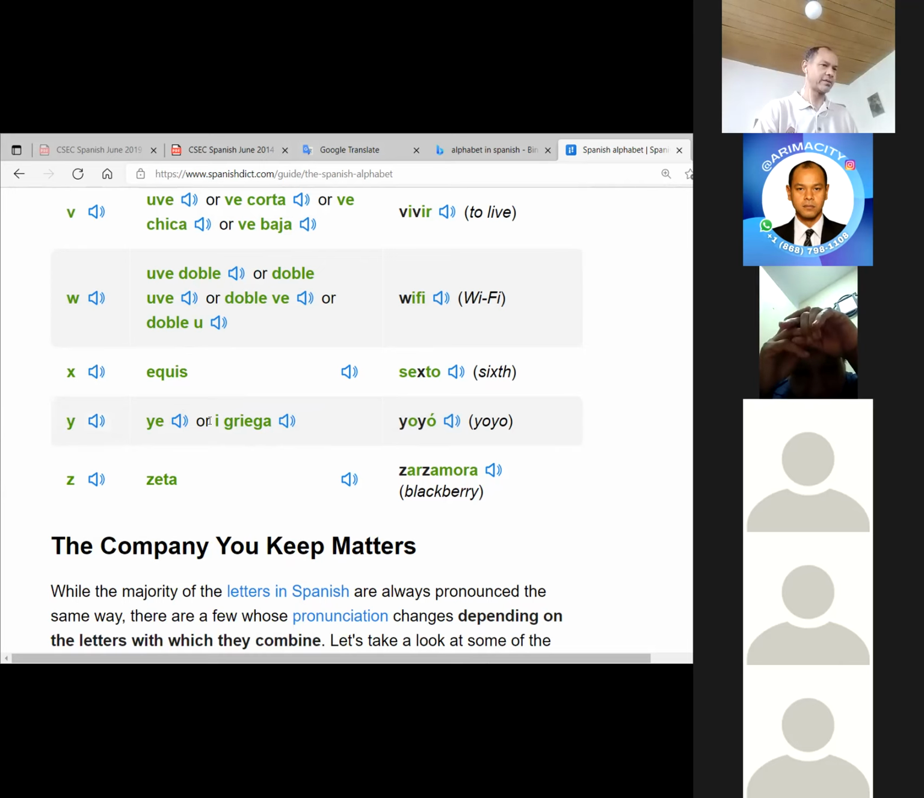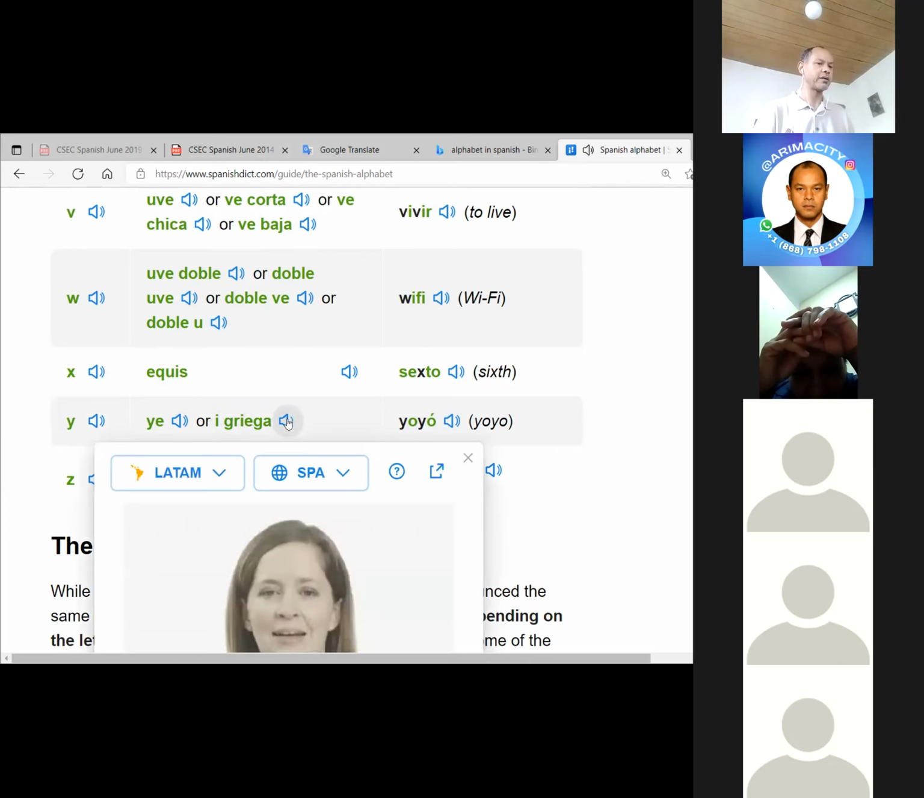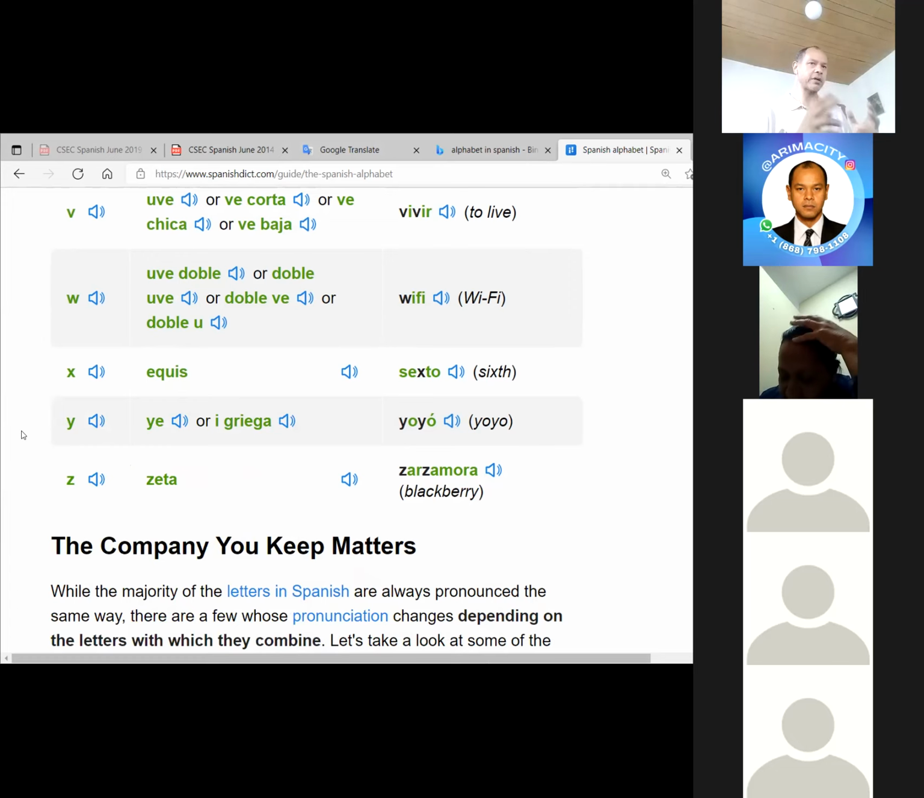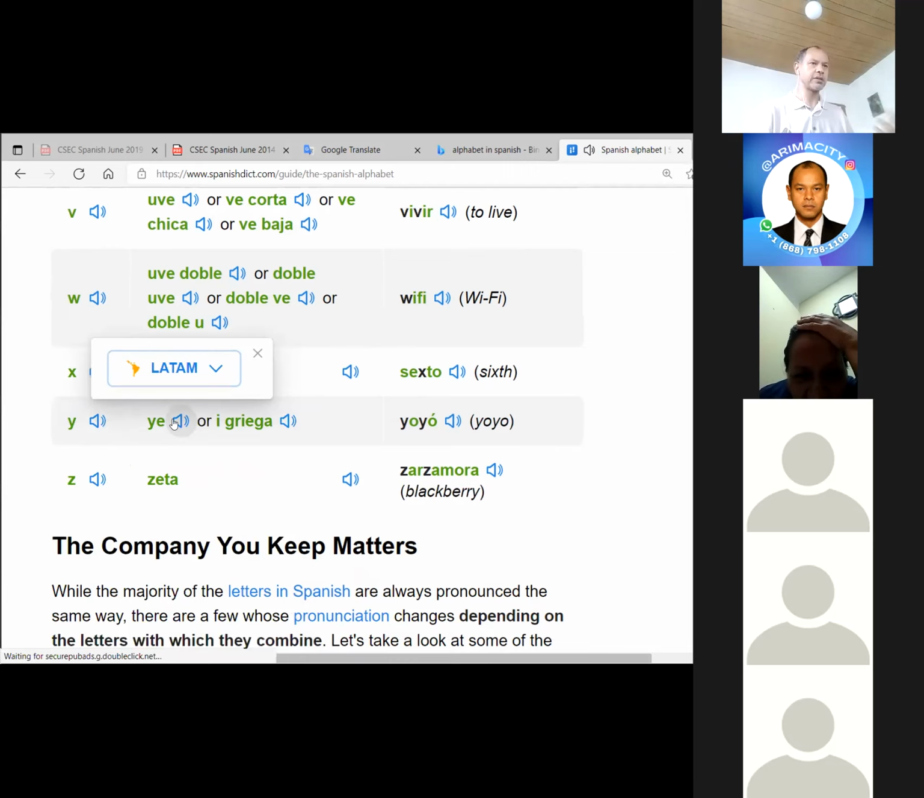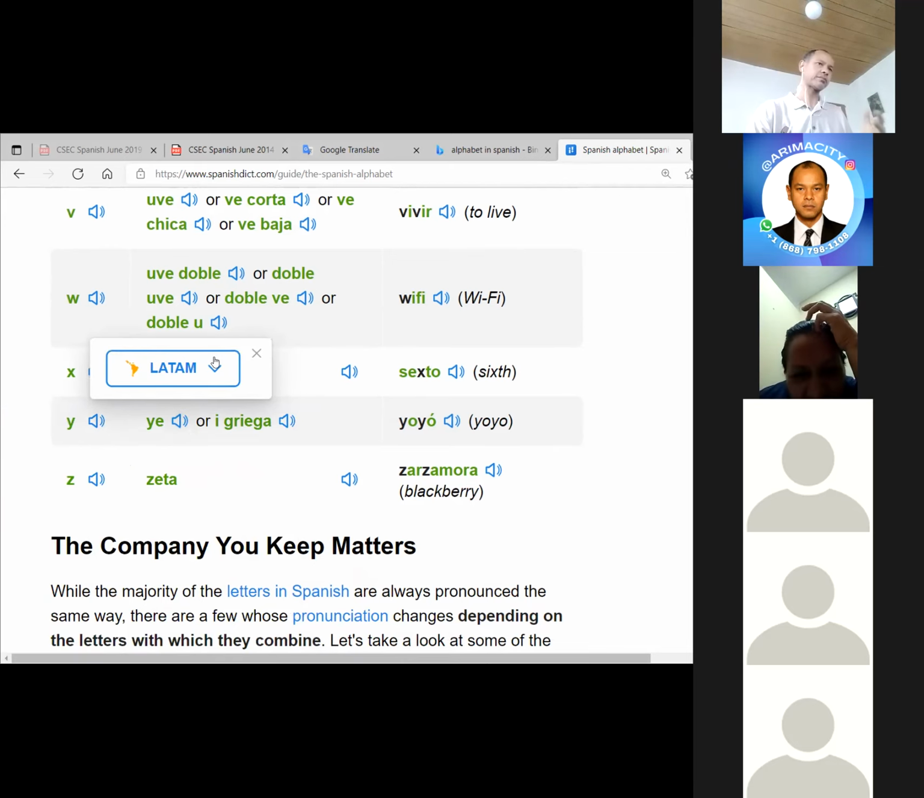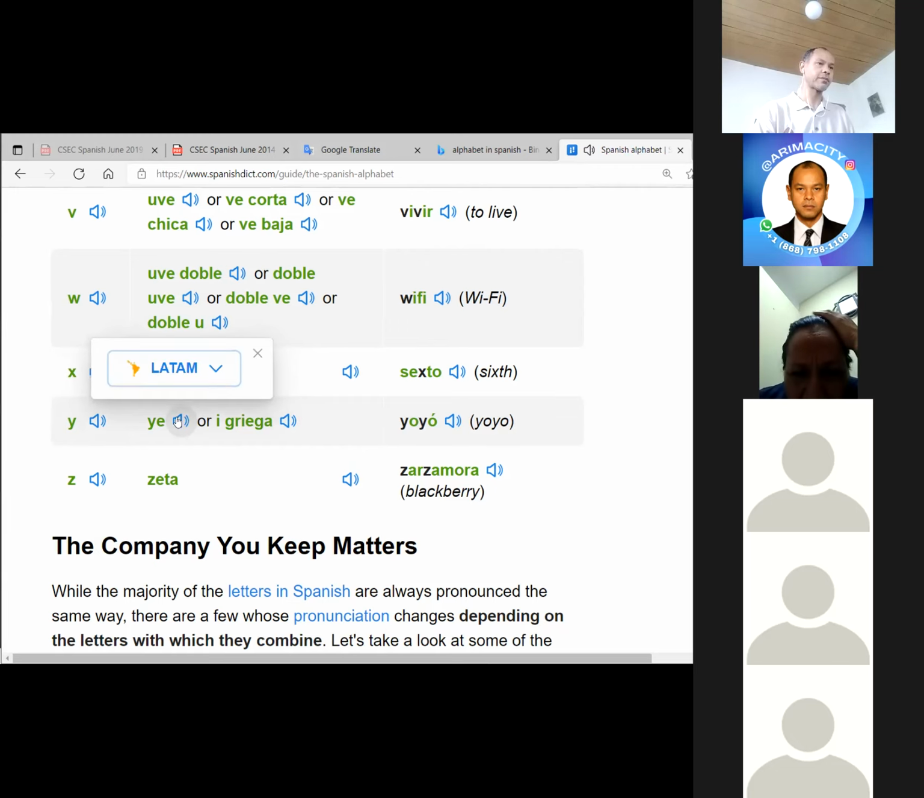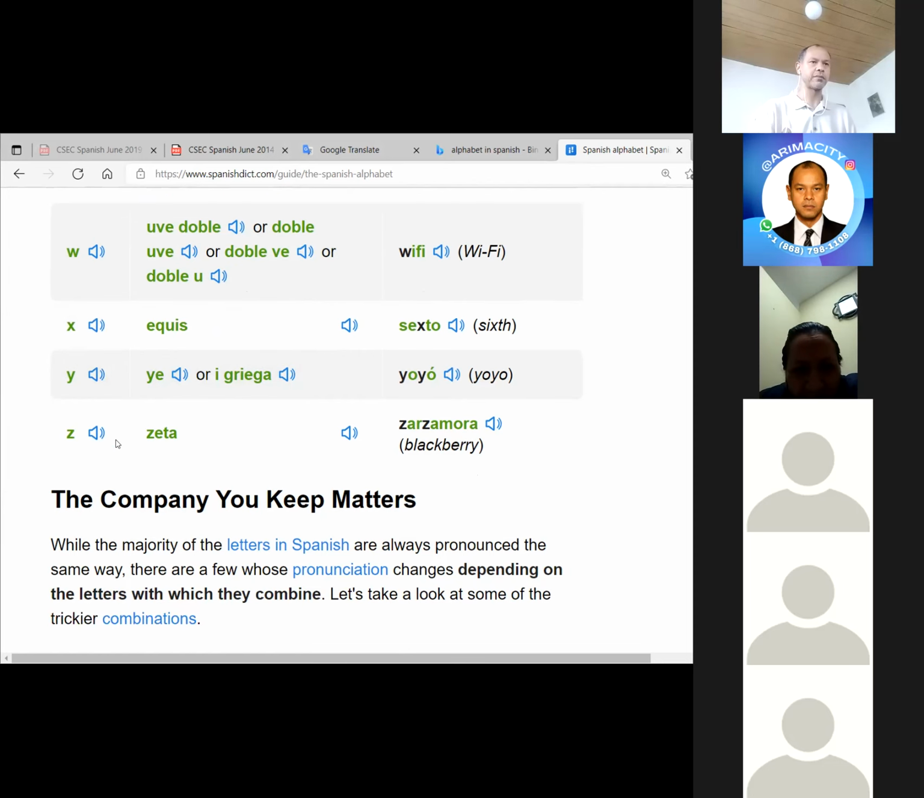Y griega. Y griega. Both are correct, and again, it depends on the country. So in Spain they might say something, and in South America they might say something else, but both are correct. What I have heard in Latin America the most is Y, but you will hear J. Some people will say J, some people say Ye. And finally, Zeta. Zeta. Zeta.